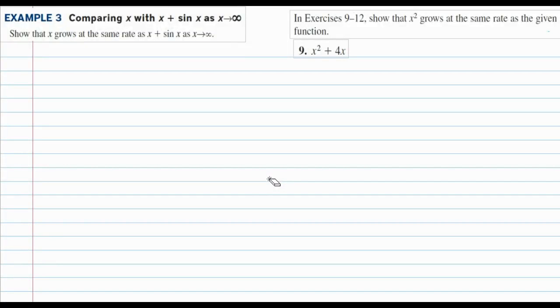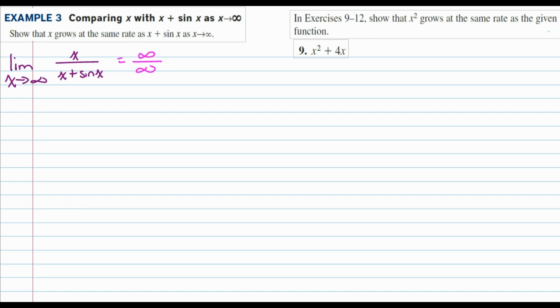This is the screencast for section 8.3, example 3, comparing x with x plus sine of x as x approaches infinity. Show that x grows at the same rate as x plus sine of x as x approaches infinity. So if we're looking for the same rate, we want the limit as x approaches infinity of one of the functions over the other one to equal 1, but in this case it equals infinity over infinity.